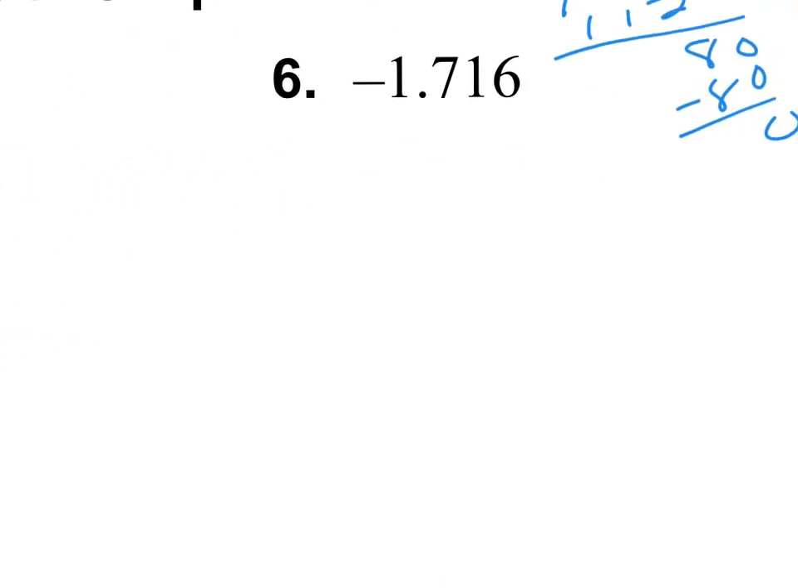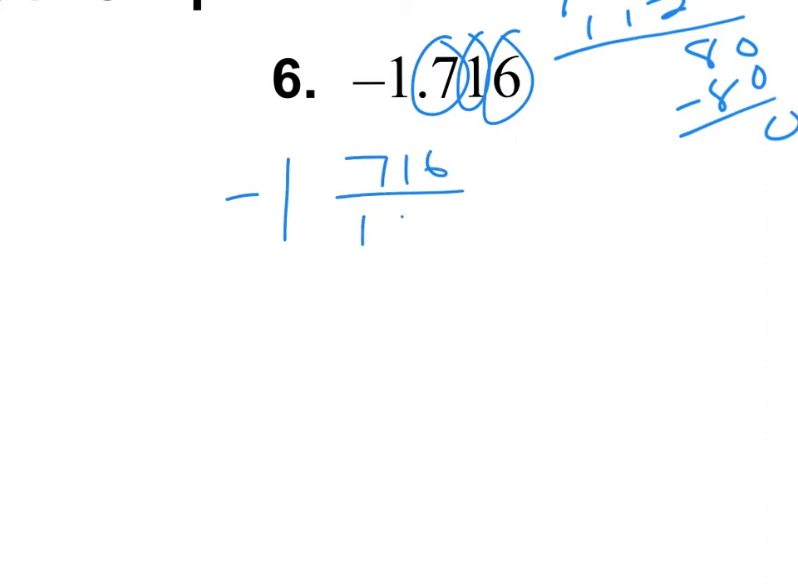So now we have that negative 1. I'm going to keep that out front. I have 7, 1, 6, right? So then I'm going to put 716 on top, and I'm going to put 1 and add 3 zeros this time because there's 3 numbers. Okay, I'm going to ignore this negative 1 and just bring it down because I know it's still going to be there at the end, but I don't want to play with that right now.